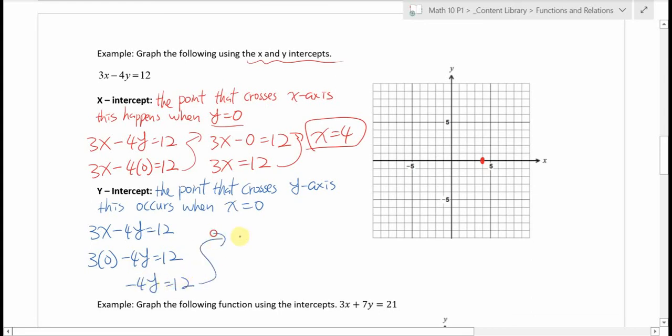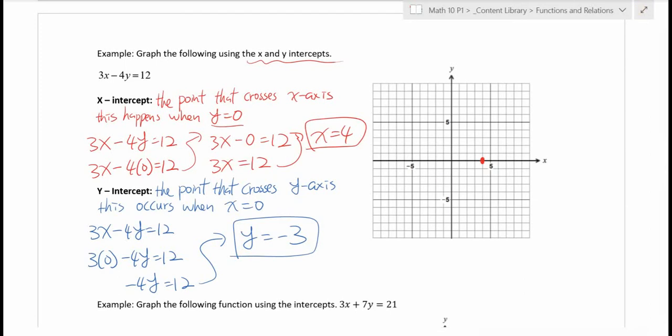Now to solve for y, I simply divide both sides by negative 4. So 12 divided by negative 4 is negative 3. So there is your y-intercept. Then I can plot that point. Negative 3 is right here. Again, the y-intercept occurs on the y-axis. So now I have 2 points.